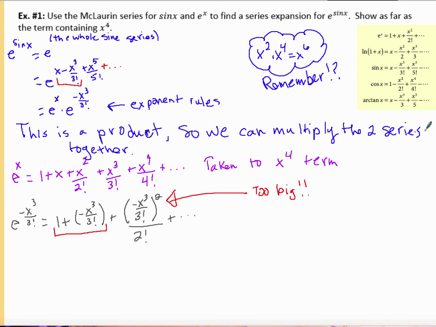All right. So I've got my two factors really. I've got e to the x, which is this crazy series, and I've got e to the negative x cubed divided by 3 factorial, which is this crazy series. And we are going to multiply these together because this is a product. So we're going to take these two series and we're simply going to multiply them together.